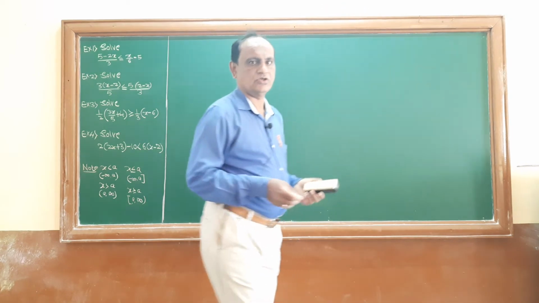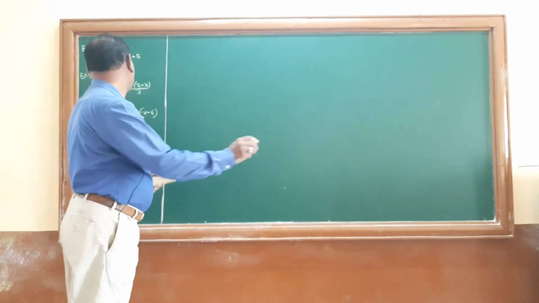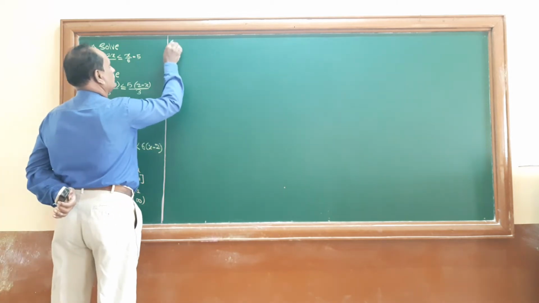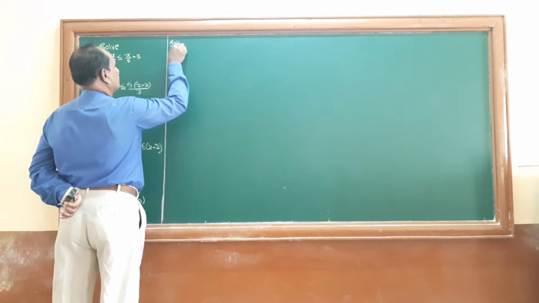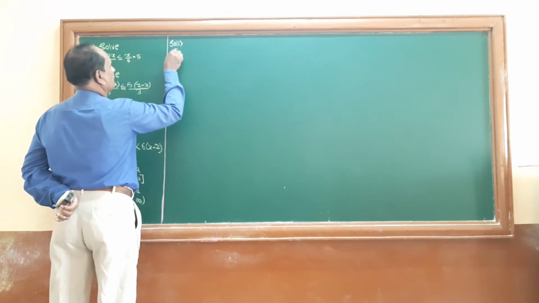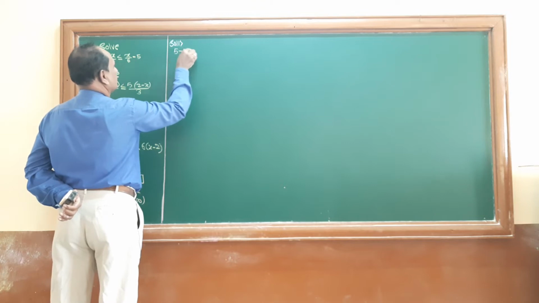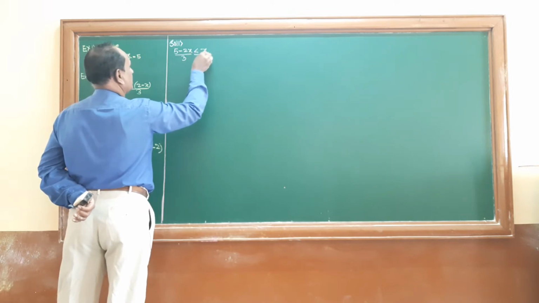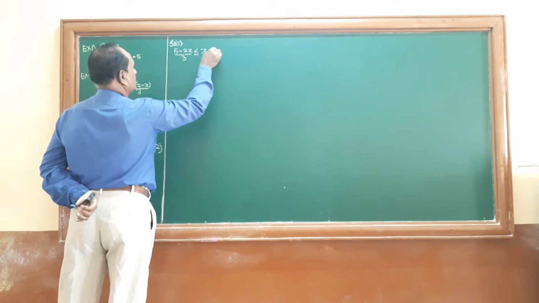Come to the solution for the first one. Solve, it is given. That is the solution for the first inequality, first problem. 5 minus 2x divided by 3 is less than or equal to x divided by 6 minus 5.